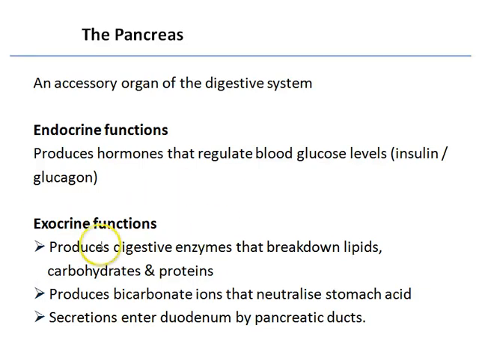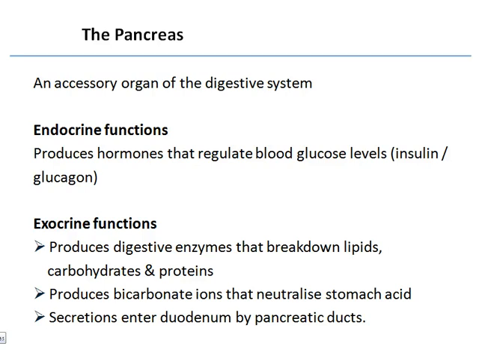This relates to the production of materials that will be carried along duct systems. The pancreas helps the digestive system because it produces digestive enzymes that break down lipids, carbohydrates and proteins. Important nutrient molecules, these are broken down at the molecular level by enzymes produced by the pancreas. The pancreas also produces substances to neutralize the stomach acid. The secretions produced by the pancreas enter the small intestine at the duodenum, at that structure I showed you before, where there was convergence of the main pancreatic duct and also the common bile duct.